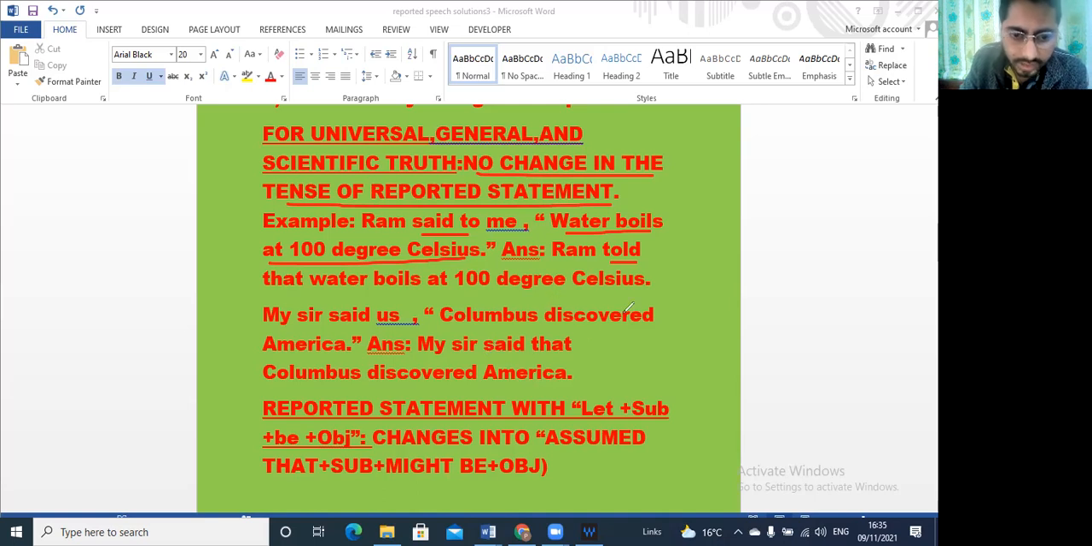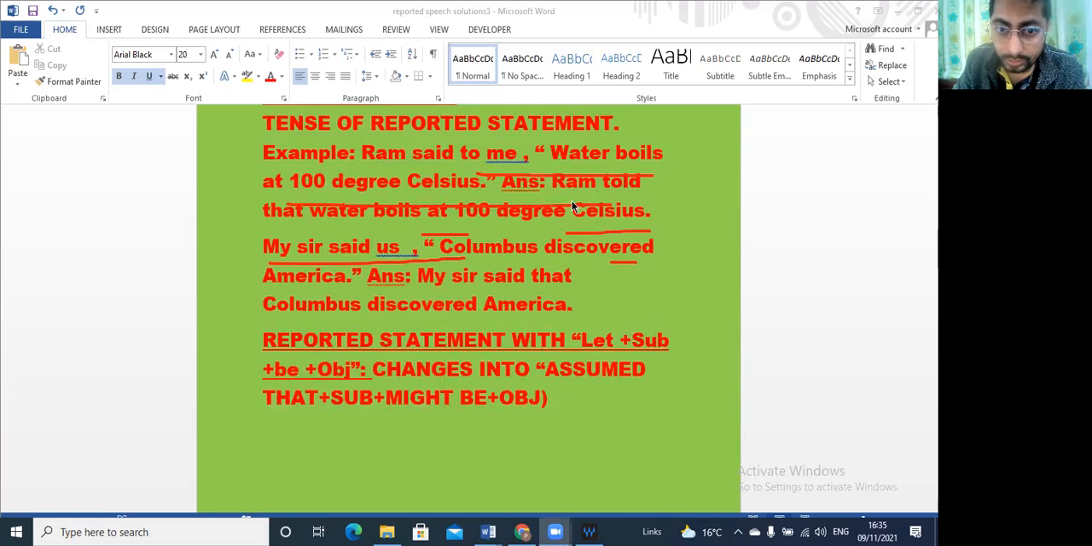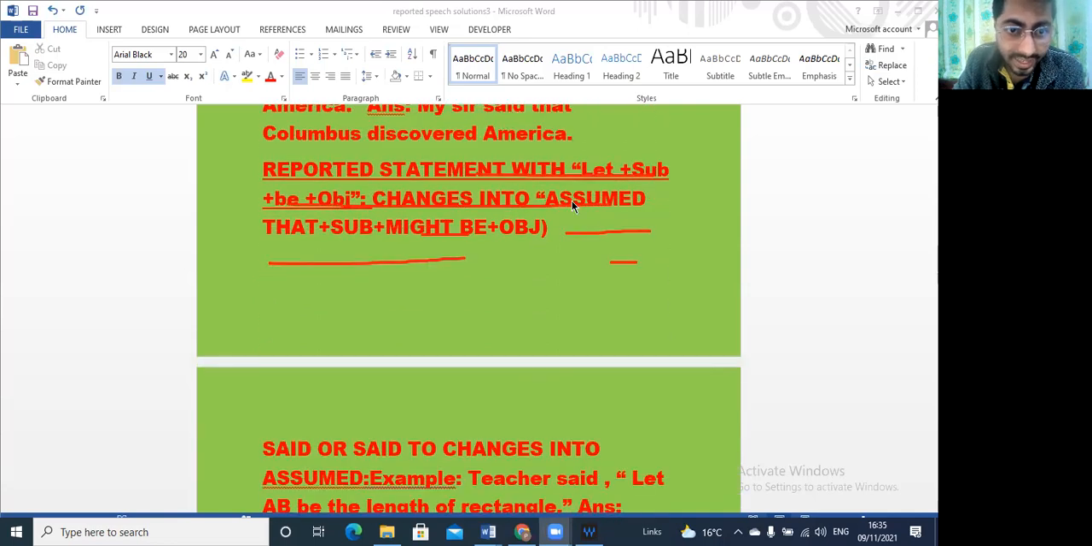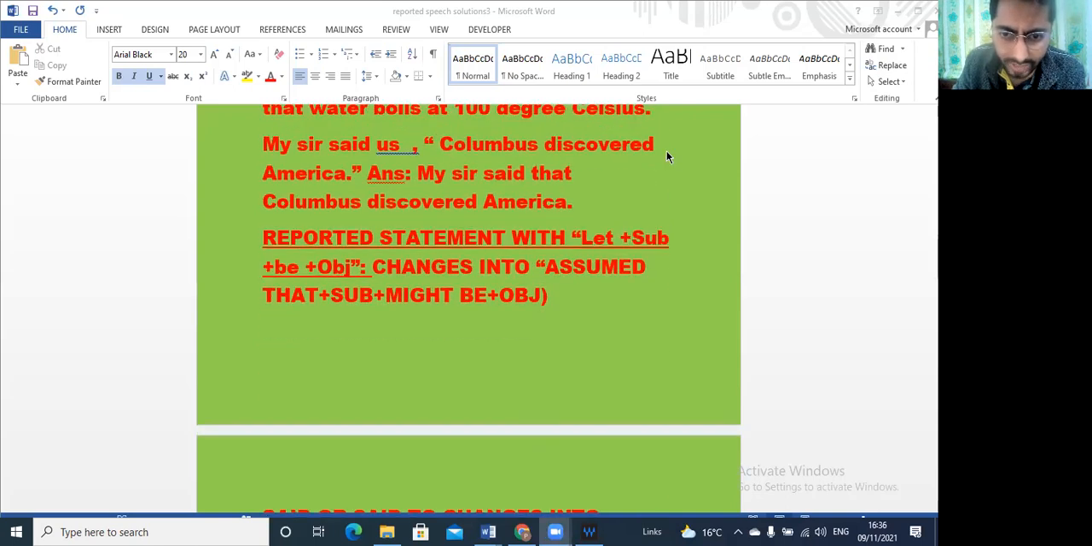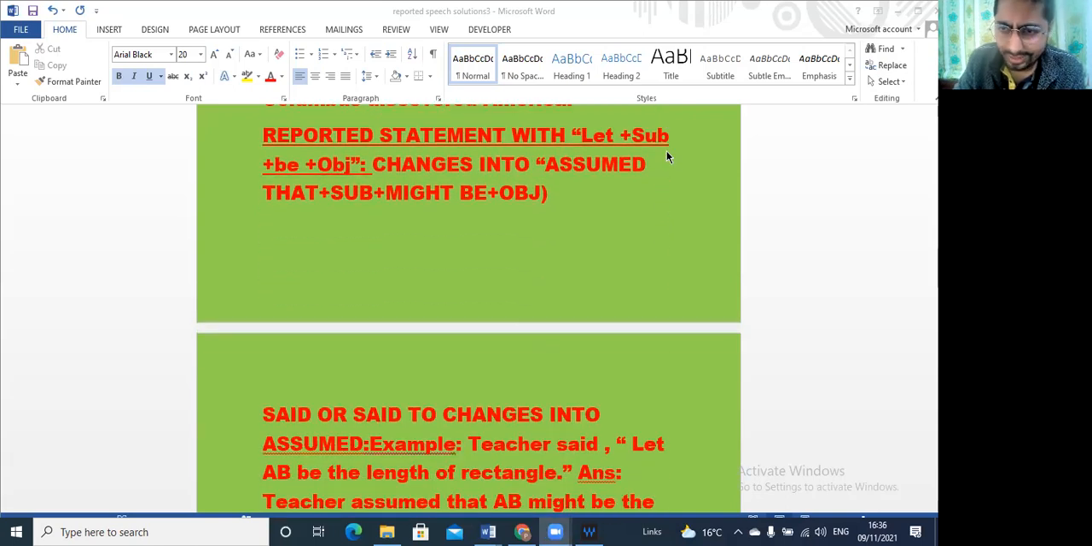Let's move down. Reported statement with let plus subject plus be plus object. So how can we understand this in an easy way? Many of us might be scared to know the formula format which I have mentioned over here. What does it mean? What am I trying to say to you? Okay, it's not touching my head.